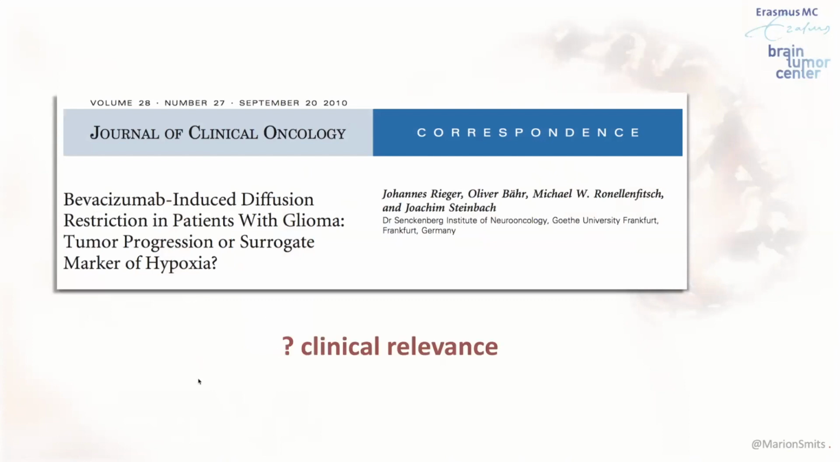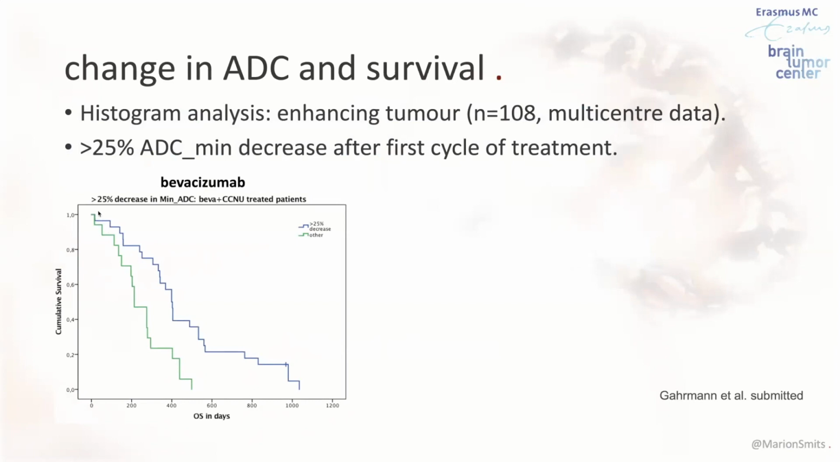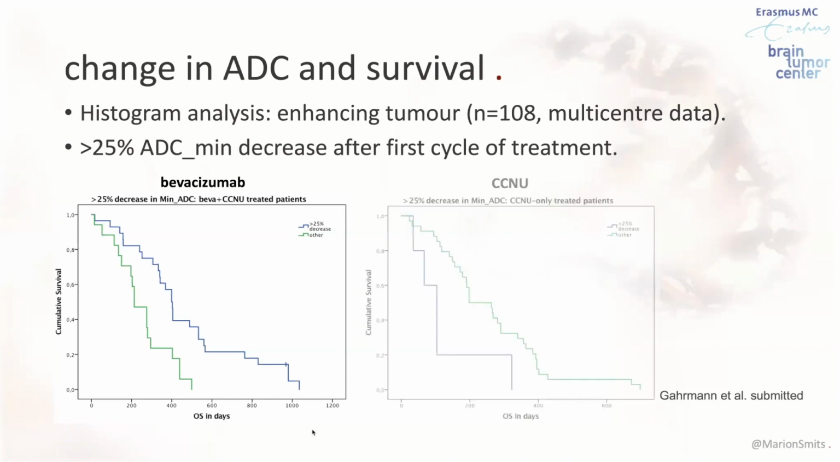But the question is, is there a clinical relevance to this? So to assess this, we looked at the survival curves. So you're looking here at bevacizumab treatment. This is the overall survival in days. And you can see in blue the line of patients that had more than a 25% decrease of their minimal ADC, versus those that didn't. And you can see that those that didn't, here in green, had a worse survival than those in blue. We didn't see that effect in the chemotherapy group.